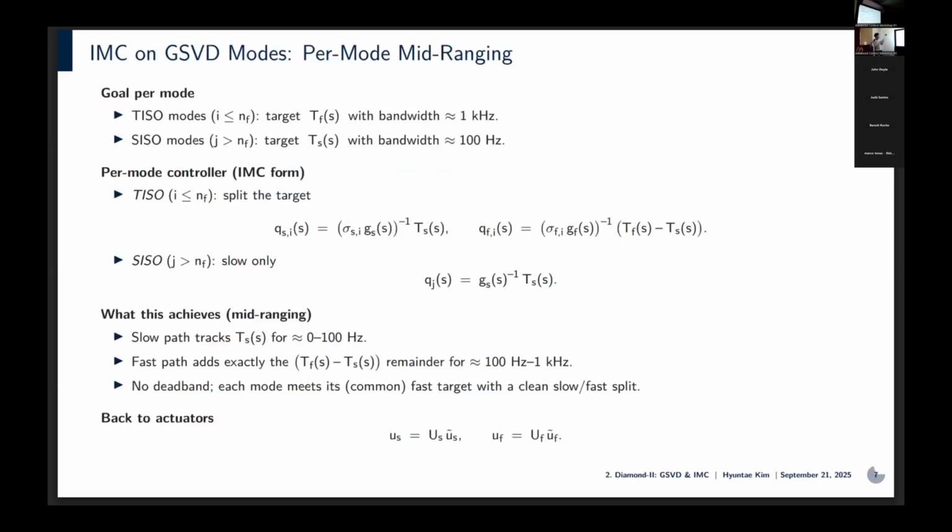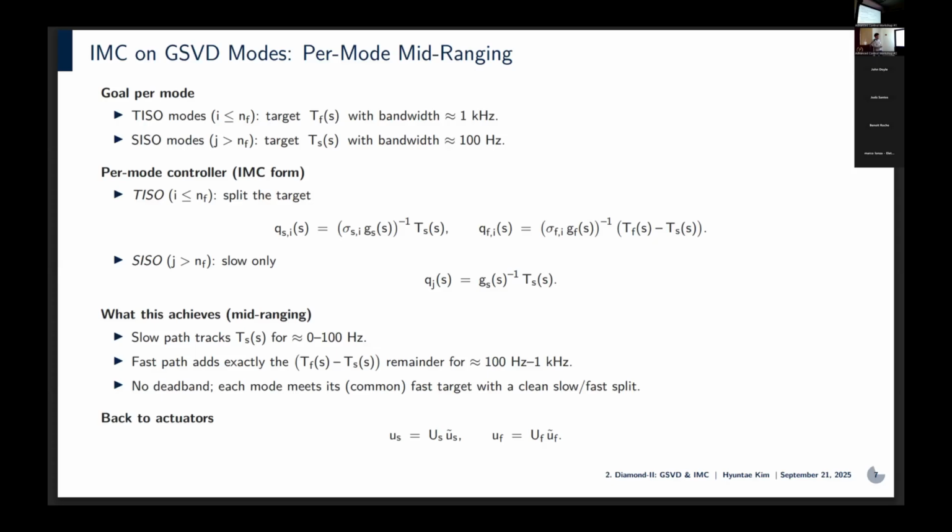And by using this structure, we can design the IMC very simply for this system. We just set our goal for the TISO modes and CISO modes, with the target TF and TS having bandwidth within 1 kilohertz or 100 hertz. Then we can design the TISO or CISO controller with the same idea as before, with QSi and QFi as sigma_s Gs inverse TS. And then you just subtract TS from TF for the fast one, which rejects each one from here, and then only TF will remain at the fast actuator row.